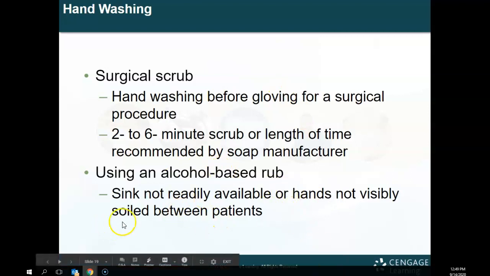Using an alcohol-based rub. When sinks are not readily available or hands are not visibly soiled between patients, listen, if you can't wash your hands, that's okay. Use hand sanitizer, but don't rely on hand sanitizer because it is not 100% effective. Hand washing isn't always 100% effective either, but if you do it right and you lather and you rinse and you don't flick and you don't make a big mess, it is effective. And hand washing is always preferable over sanitizer when available, okay? Just as a heads up on that.